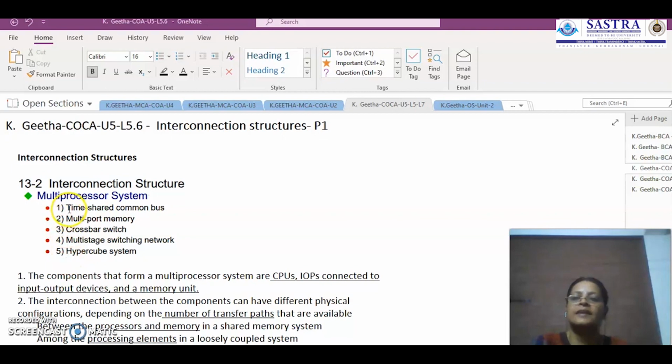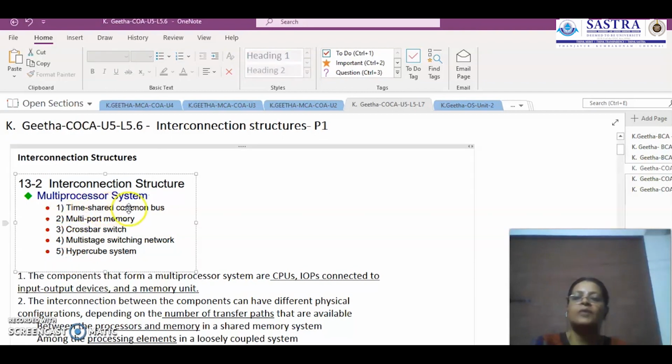The first comes under the category time shared common bus. Here, as the name implies, we are going to have a common bus, and it is going to be shared across different processors with the appropriate time quantum. The second one is referred to as multi-port memory. We have multiple connections, and through these ports we will be connecting the memory with the respective processors. And then we have the crossbar switch, then the multi-stage switch network, and then the hypercube system. In this session we will discuss all these interconnection structures one by one.